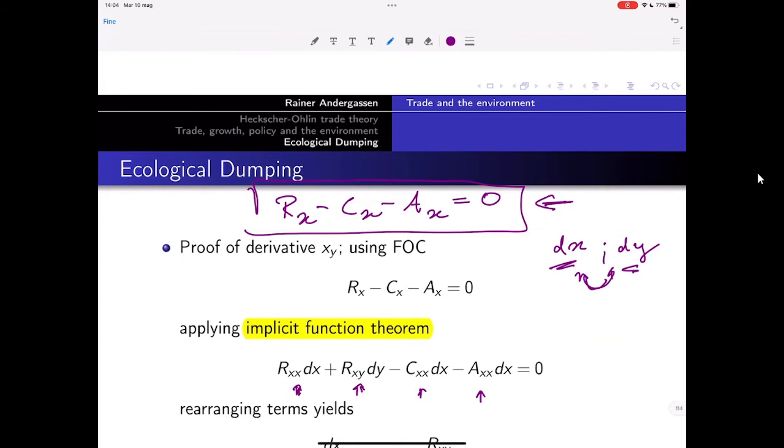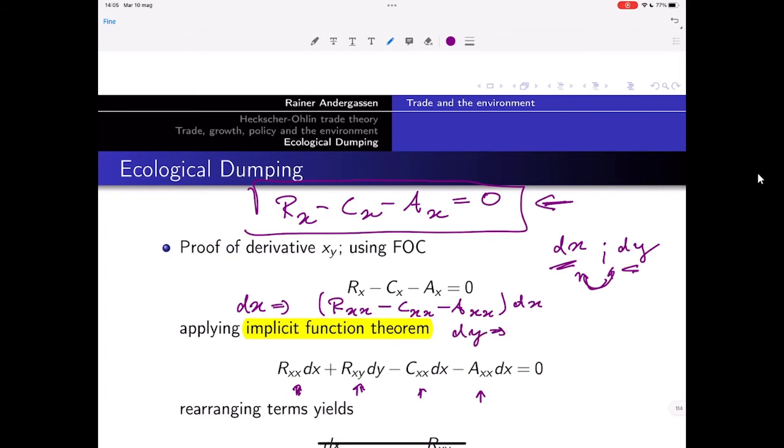So if X changes, how does this relationship change? I have Rxx minus Cxx minus Axx, and this changes according to X. Okay. So how does this relationship change if I have a change in Y?